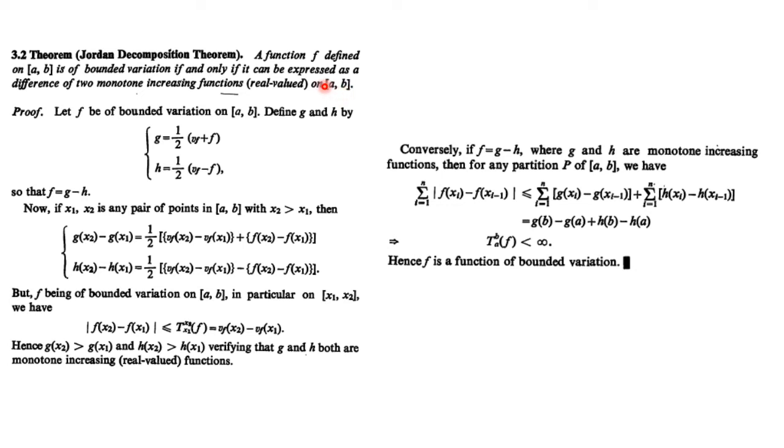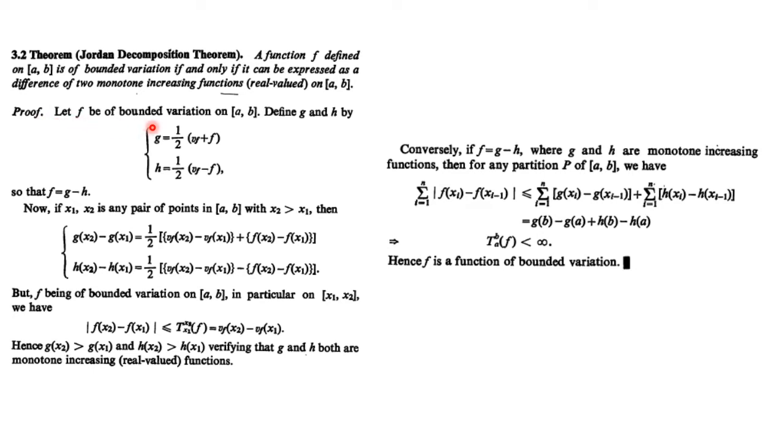So once again, see what is given to us. We are given that a function f which is defined on the closed interval [a, b] is of bounded variation, then this implies that we can write this f as the difference of two monotone increasing functions, or vice versa, means if any function defined on the closed interval [a, b] can be expressed as the difference of two monotone increasing functions, then this implies your f is of bounded variation. So now see the proof.